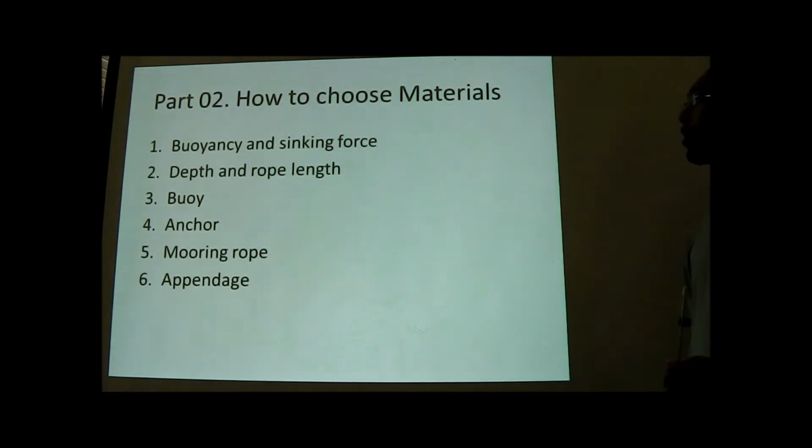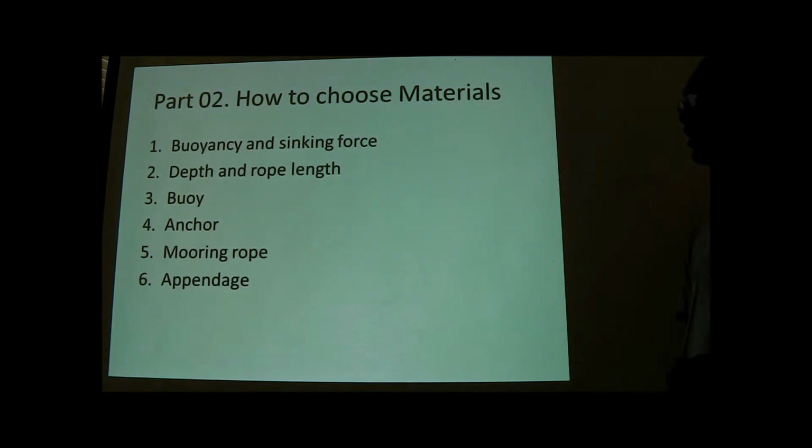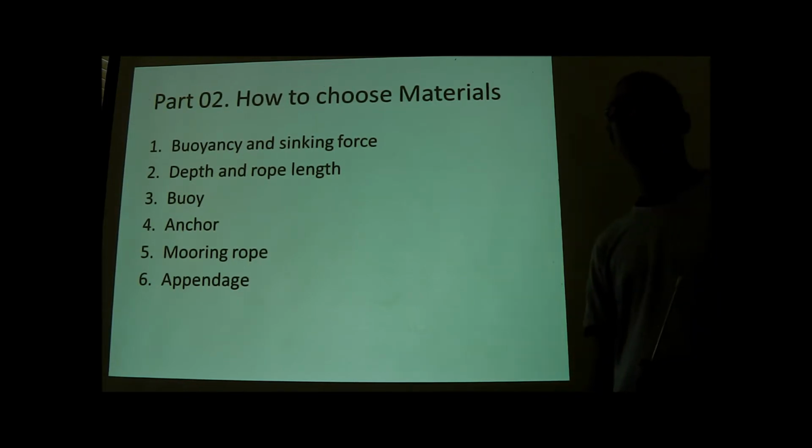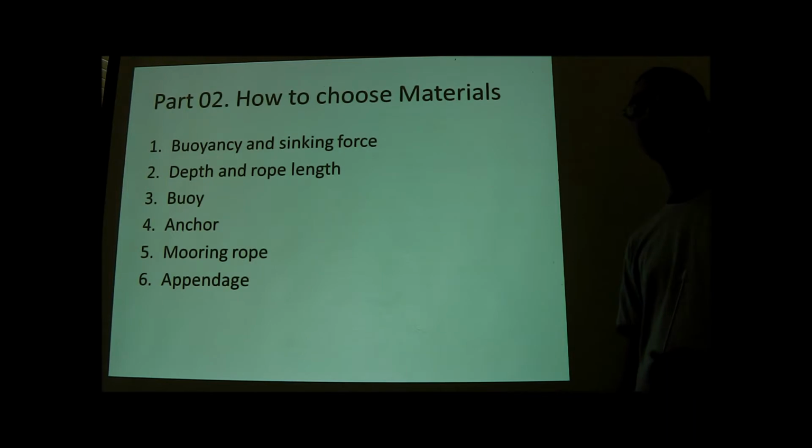Part 2, how to choose the materials. Number 1, buoyancy and sinking force. Number 2, depth and rope length. Number 3, buoy. 4, anchor. 5, mooring rope. 6, the appendage or attraction device.